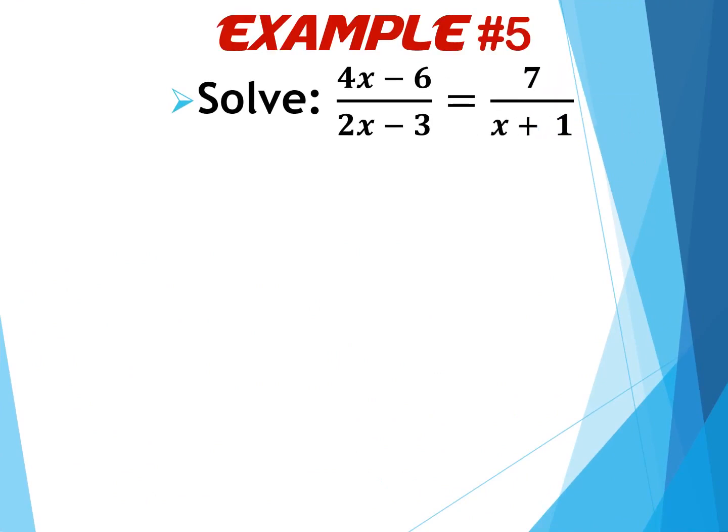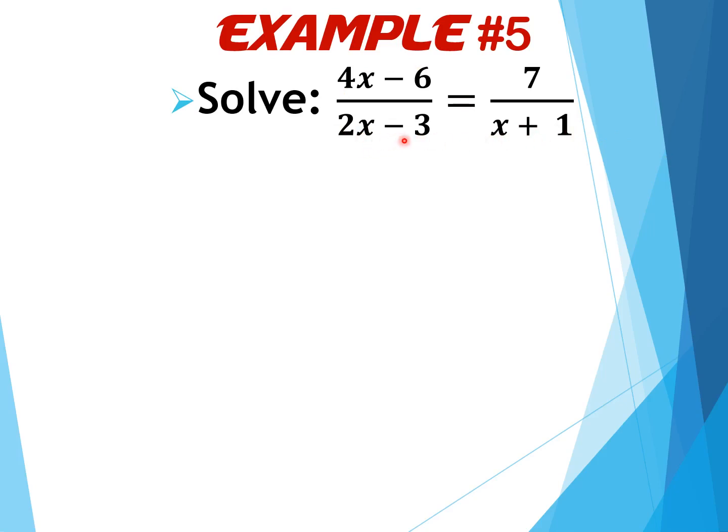Okay, let's have the last example. You have 4x minus 6 divided by 2x minus 3 is equal to 7 over x plus 1. So again, there is only one rational expression on each side. So we can do cross multiplication. But before that, we have to determine the restrictions.